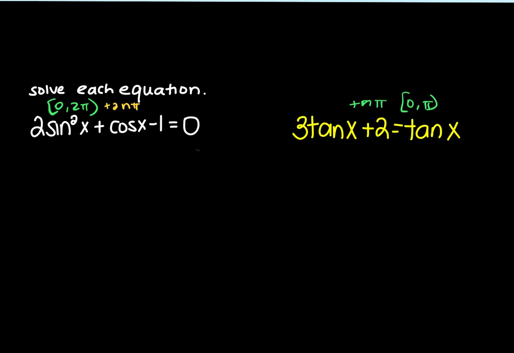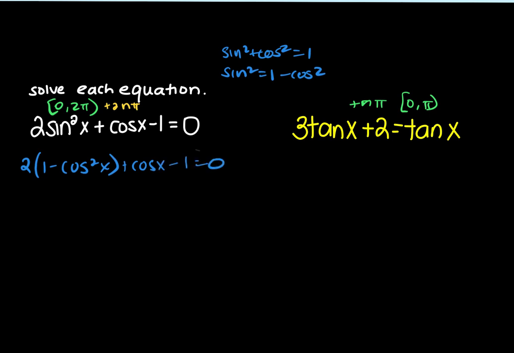All right. So for the left, 2 sine squared x plus cosine of x minus 1 equals 0. I know I can't solve this as is. I need to get them to be the same trig function. I cannot replace cosine to the first; that is not in your Pythagorean identities. So sine squared is what you're going to replace. Since sine squared plus cosine squared equals 1, I would replace sine squared with 1 minus cosine squared. So I get 2 times 1 minus cosine squared x plus cosine of x minus 1 equals 0.